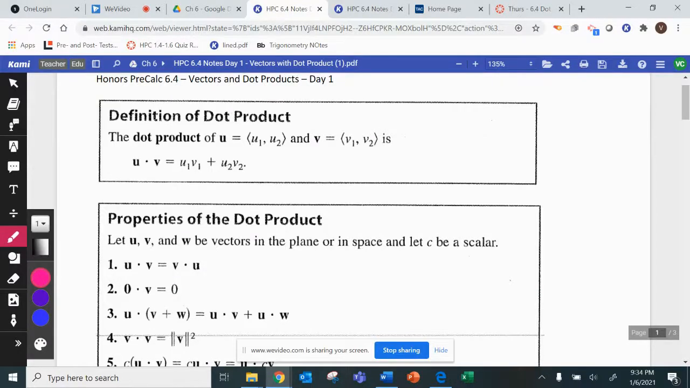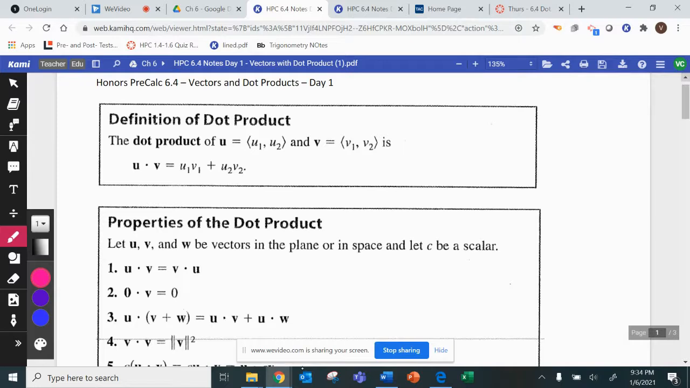Hello, honors pre-calculus. Today we are starting section 6.4, and it's all about dot product. The dot product of a vector, actually of two vectors, I should say, is something that we find by doing, in this example, u dot product with v. We just do u1 multiplied by v1 plus u2 multiplied by v2.